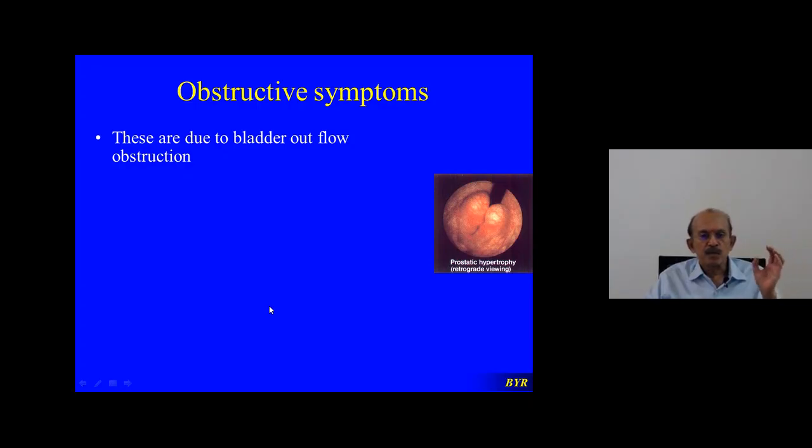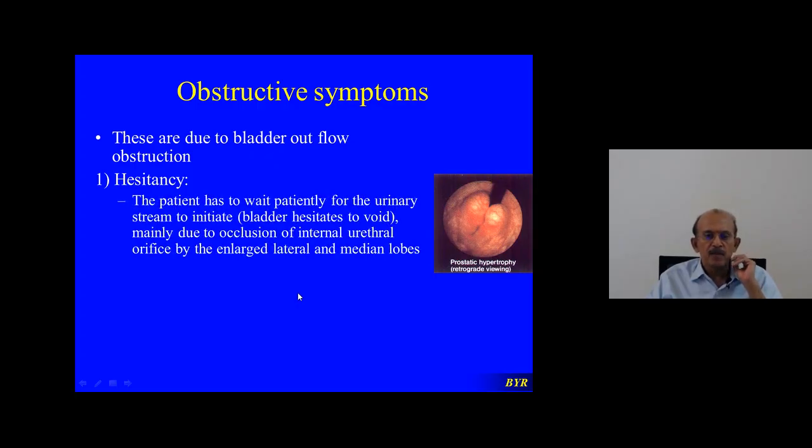Then because there is projection of the lobes, the urethra gets narrowed, deformed. It becomes something like a slit, a longitudinal slit. So it causes bladder outflow obstruction. So what are the features here? Number one, hesitancy. The patient has to wait. That means the patient gets the urgent feel of voiding. So he actually runs to the bathroom.